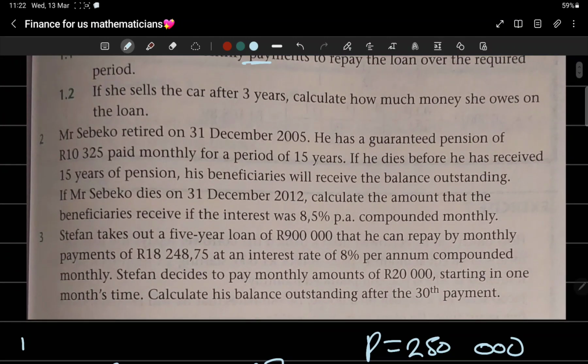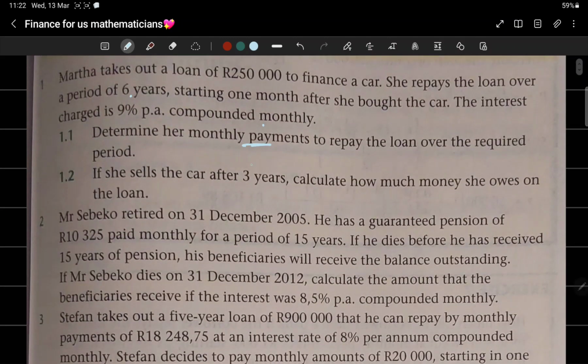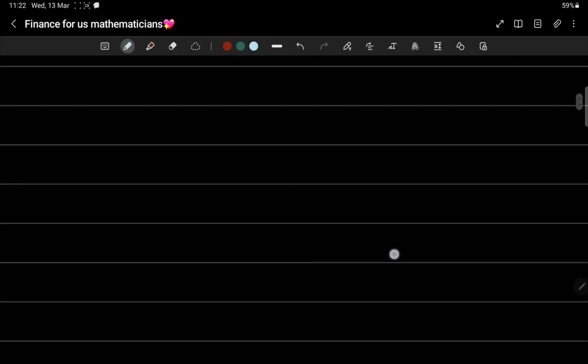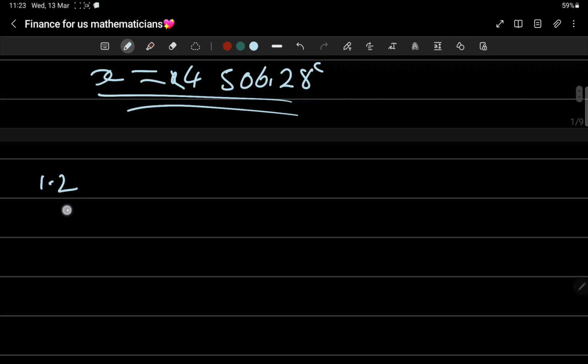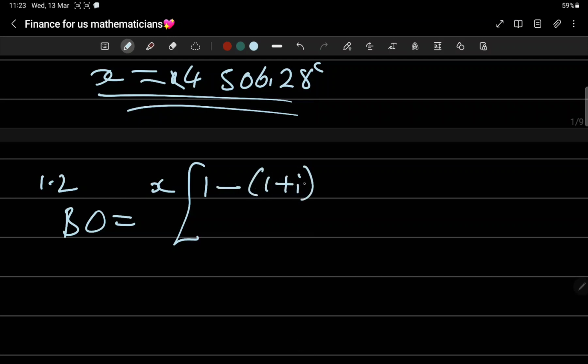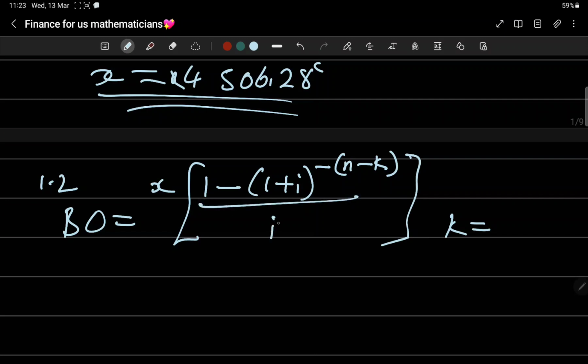Number 1.2, if she sells the car after 3 years, calculate how much she owes on the loan. So this is the outstanding balance after 3 years. Let's write the formula first. The outstanding balance is given by x in bracket 1 minus (1 plus i) to the negative, instead of having n only, this time we have n minus k. This is where k is the number of payments which are already made. Then this is over i.